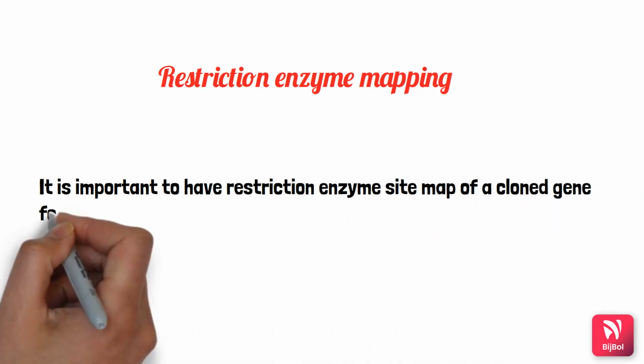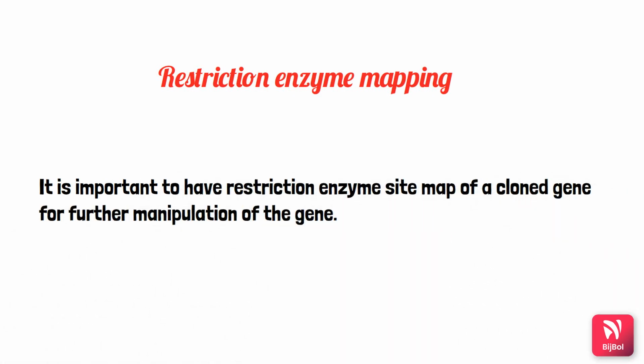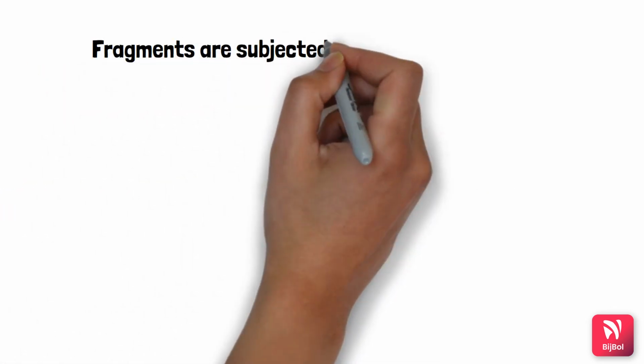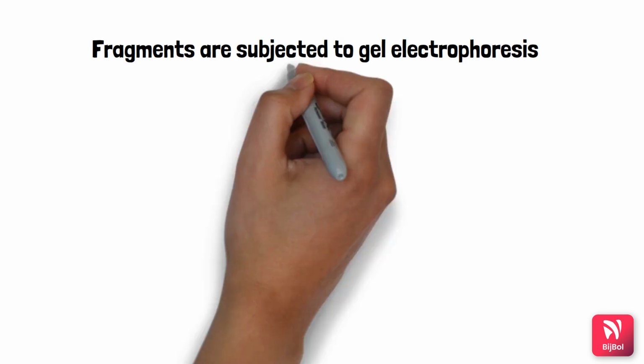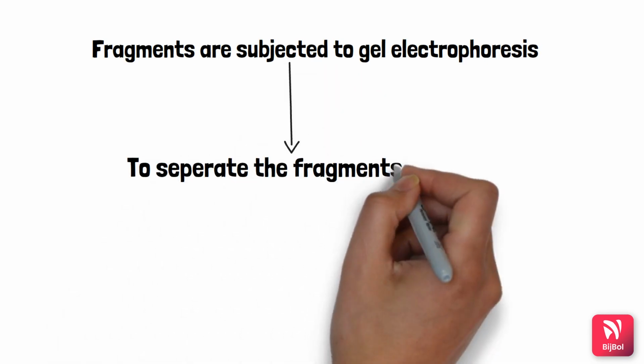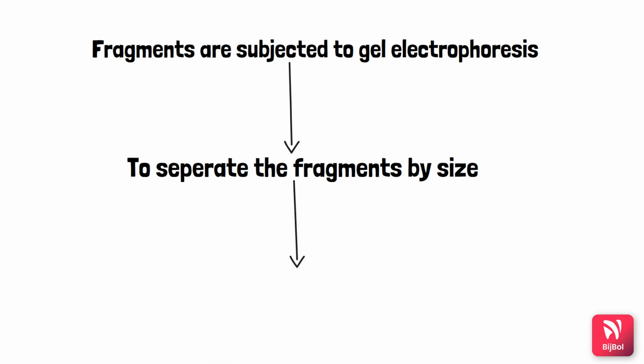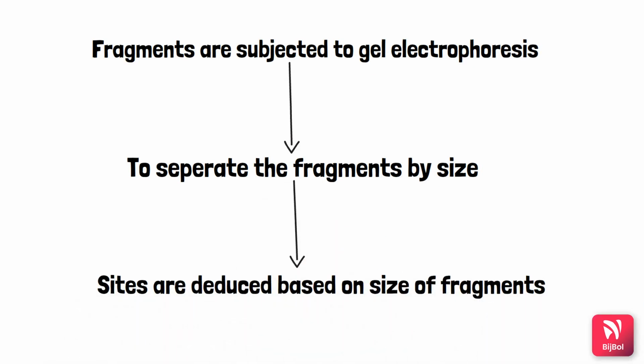Now coming to restriction enzyme mapping. It is important to have a restriction enzyme site map of a cloned gene for further manipulation of the gene. As we already know, restriction enzymes cut the DNA at specific sites. So for this, restriction enzyme mapping is of utmost importance for further manipulation of the gene. Let us now know the procedure of how the DNA fragments are deduced. First of all, the fragments are subjected to gel electrophoresis. What does gel electrophoresis do? It will separate the fragments based on size. So the restriction sites are deduced based on the size of the fragments.